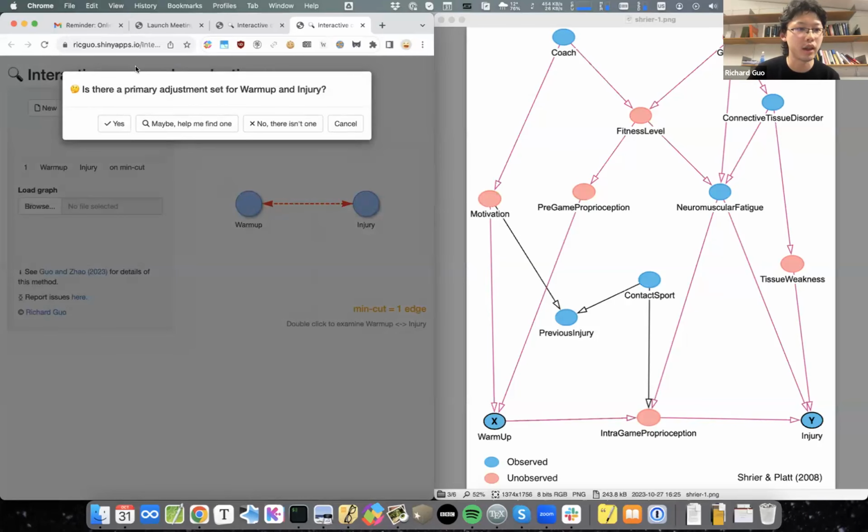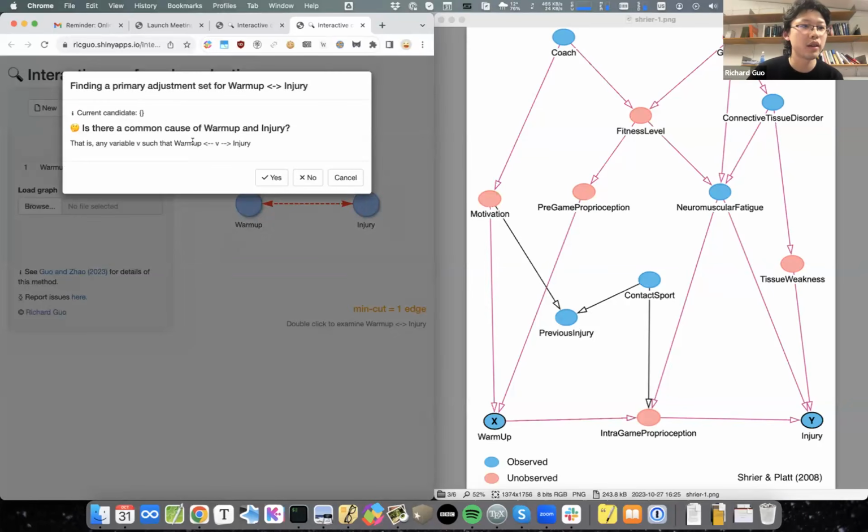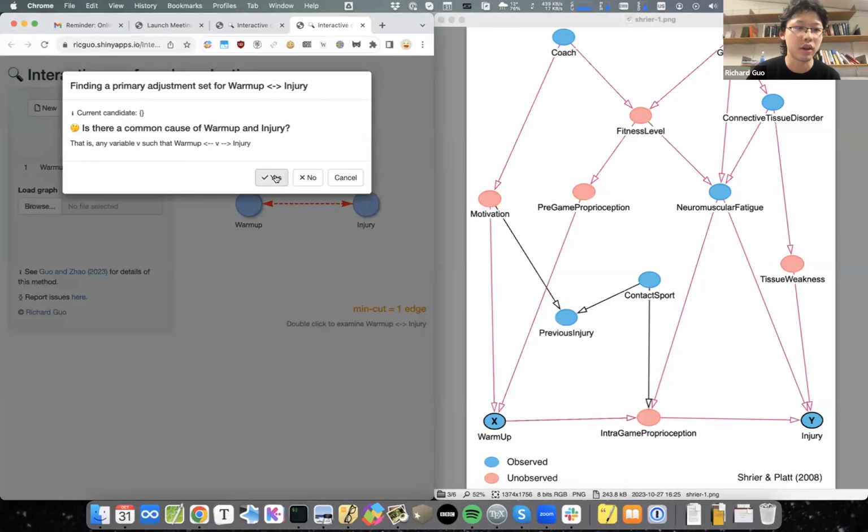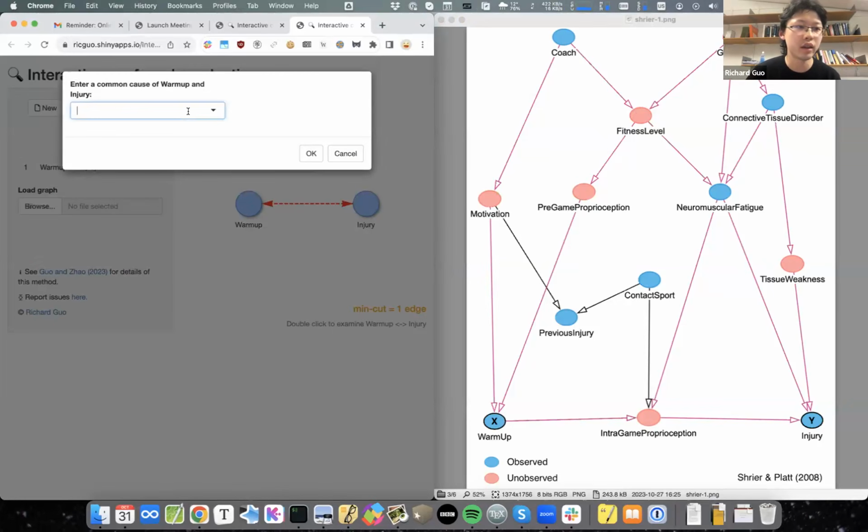So I double-click on the edge. It asks me, is there a primary adjustment set for warm-up and injury? I don't know what that means, so help me find one. Okay, it asks me, is there a common cause of warm-up and injury? So imagine I'm a domain expert. At least, there are three common causes. The coach is a common cause, the genetics is a common cause, and the fitness level is a common cause. So I say yes. Enter common cause.